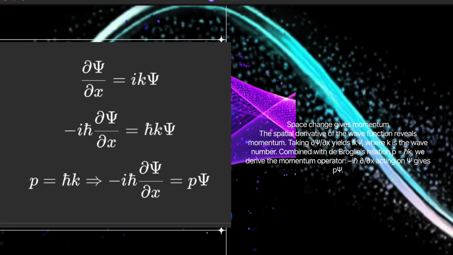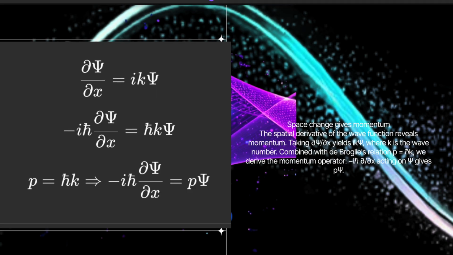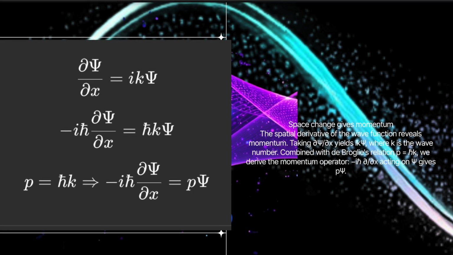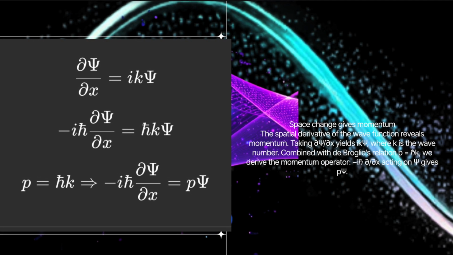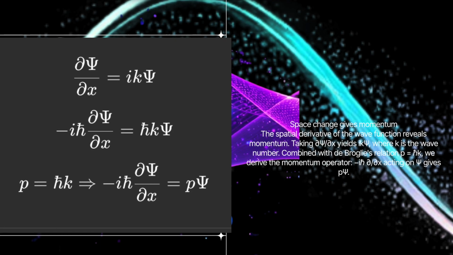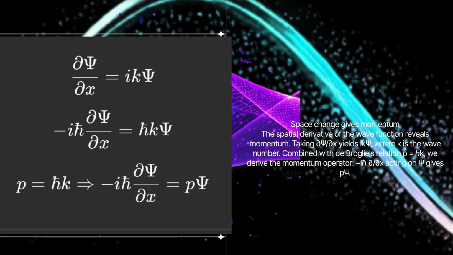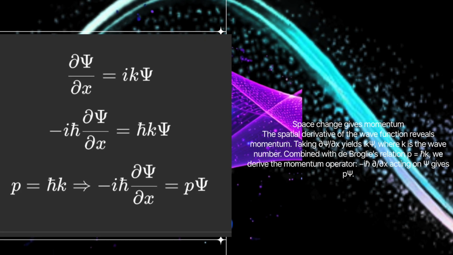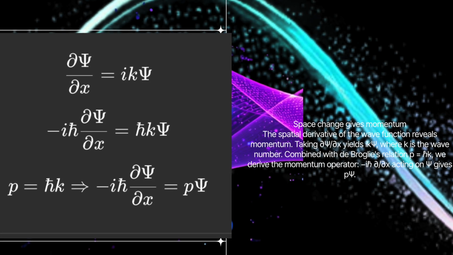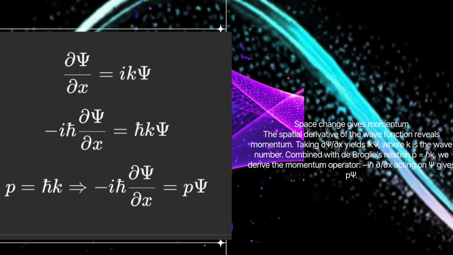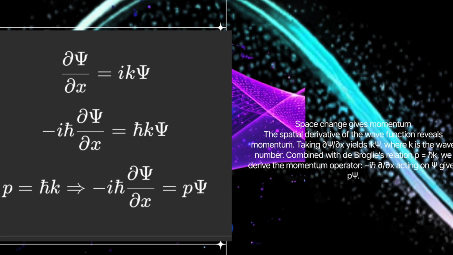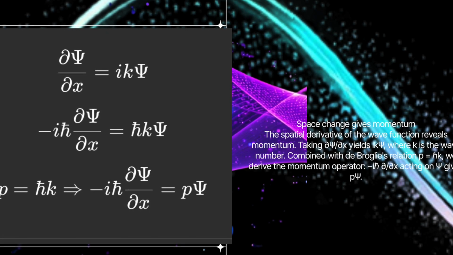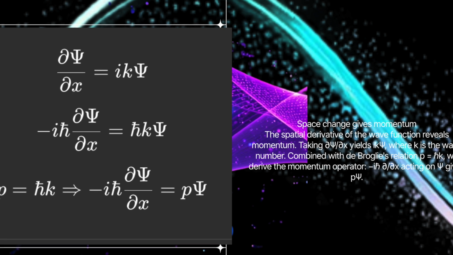The derivative of psi with respect to x is equal to i into k into psi. Now multiply both sides by negative i into h bar. So negative i into h bar into the derivative of psi with respect to x becomes equal to h bar into k into psi. As we all know, momentum p is given by p equals h bar into k. So negative i into h bar into the derivative of psi with respect to x becomes equal to p into psi.